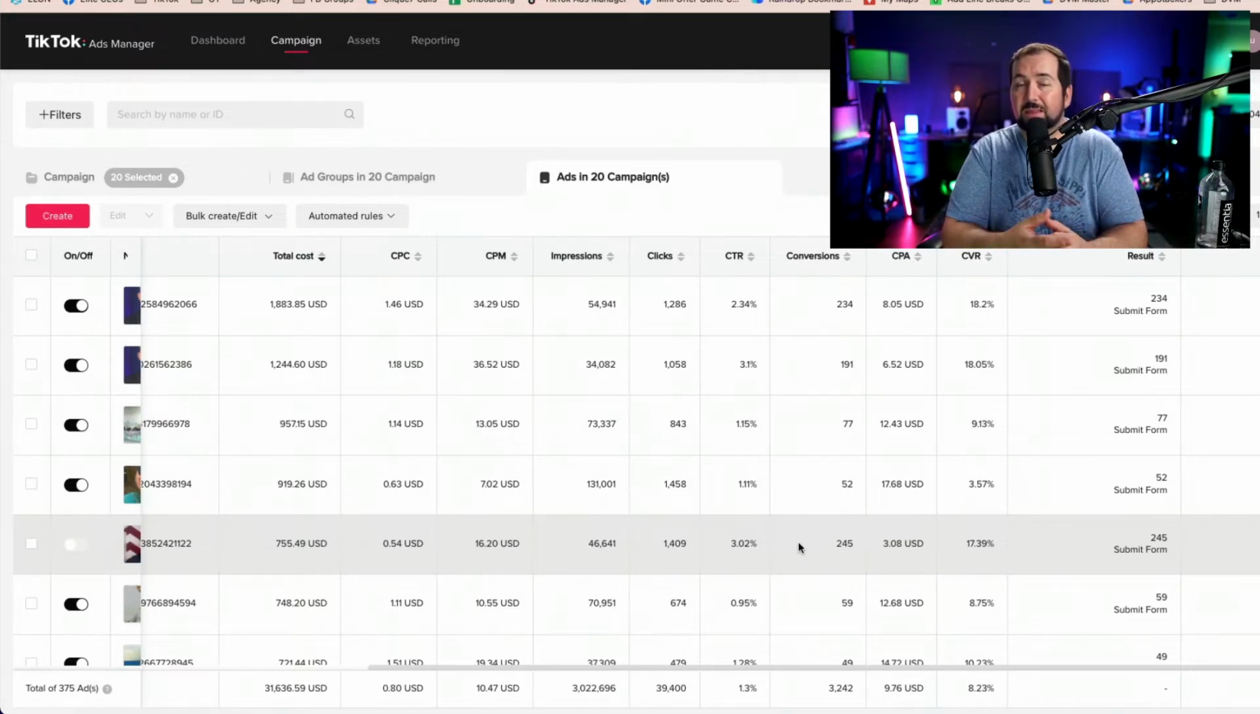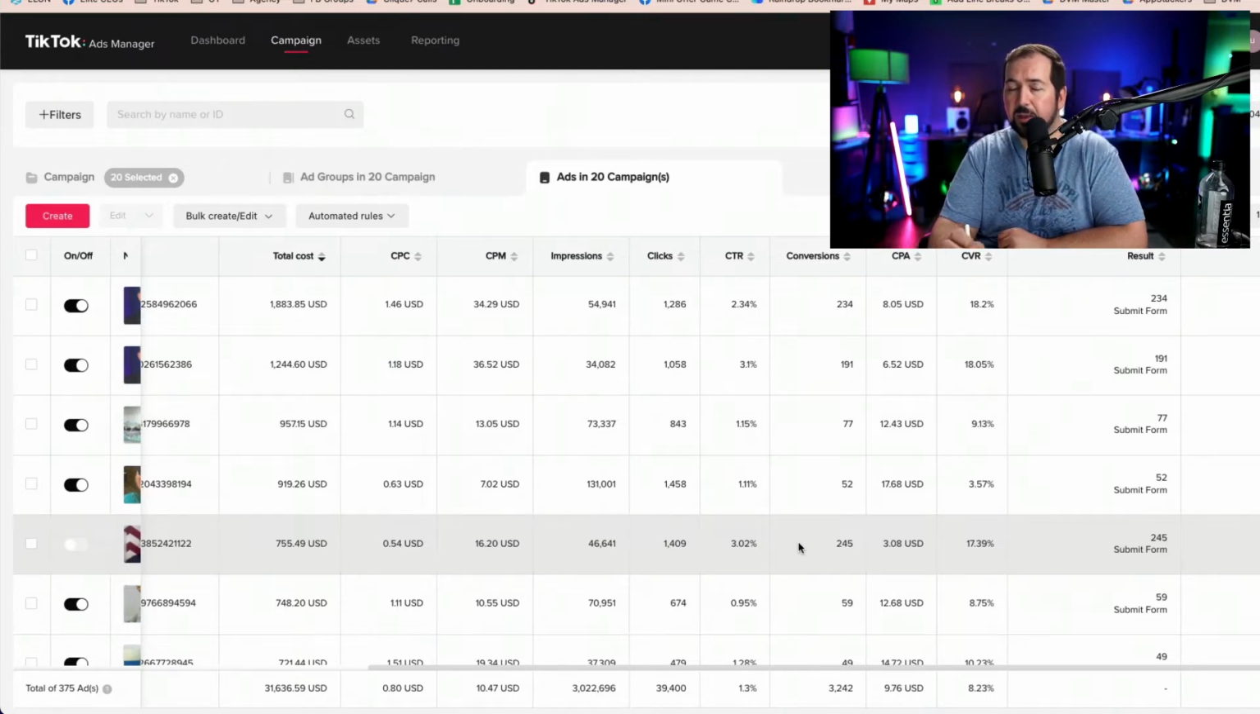Let's say you're not getting that click-through rate. What do you need to do? Well, this is what we're going to be covering now. TikTok, like I mentioned before, has a 100 character max on the ad copy. So you really don't have a lot of play when it comes to the ad copy. So what does that mean? This is one of the first things that we're going to be covering here.